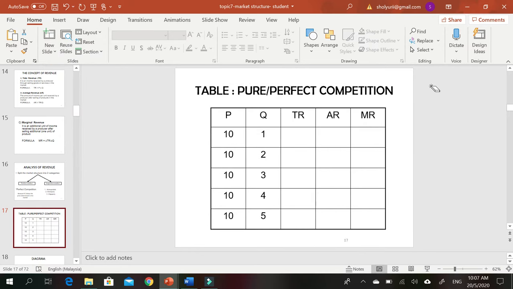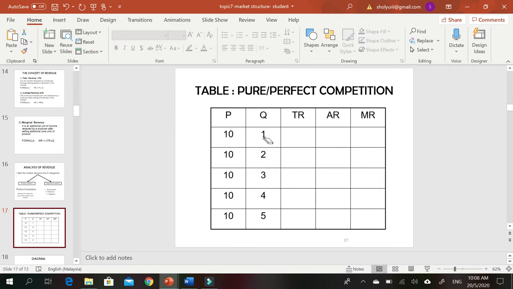Okay, so here it will give you this table. Okay, so dalam ni dia dah bagi tahu dah. Pure perfect competition. Okay, so kalau dia tak bagi tahu number dia, kalau dia bagi table saja, awak boleh detect dia perfect competition macam mana? Look at the price. If the price always the same like this, maksudnya perfect price, price never changes, it follows the market price. That is what it means.